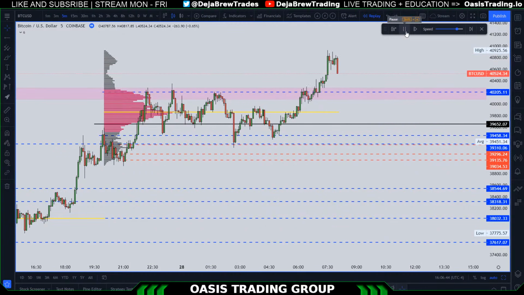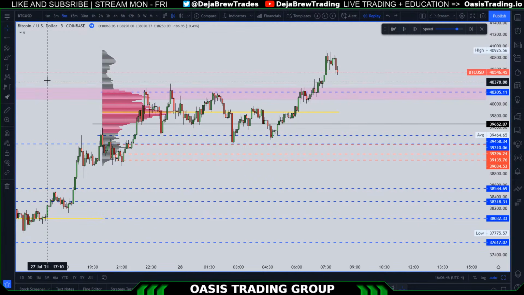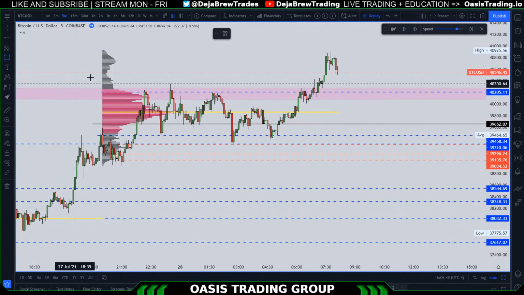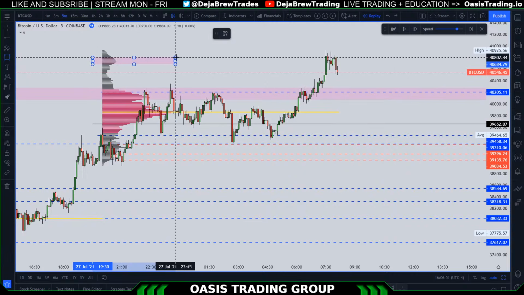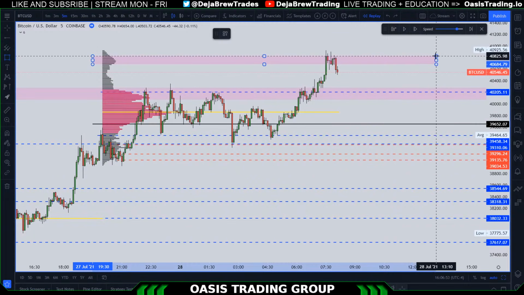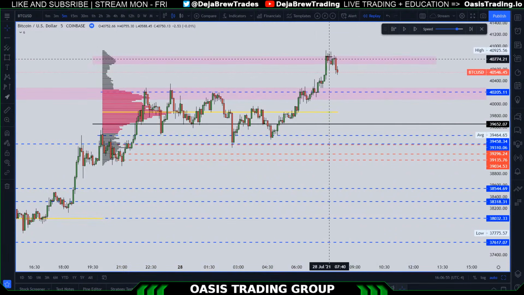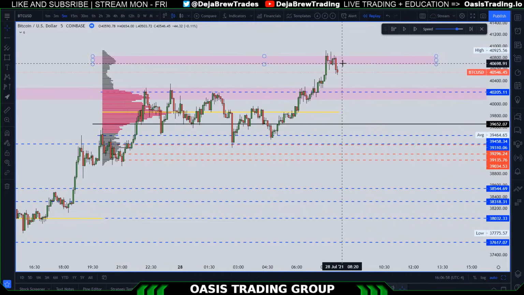All right, let's keep going. Okay, so one thing you want to note here is the node. We're building a new node. So we have a new node here. And now we're starting to fail that node. So that is clearly resistance.